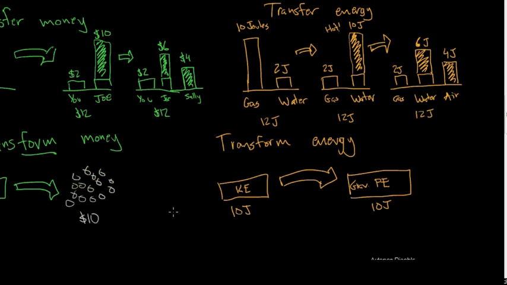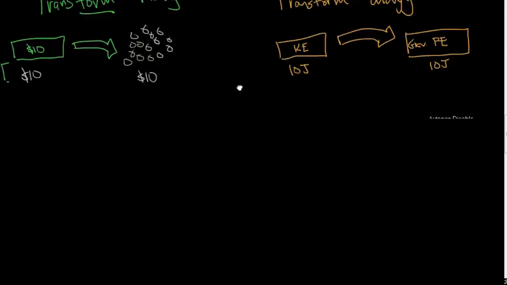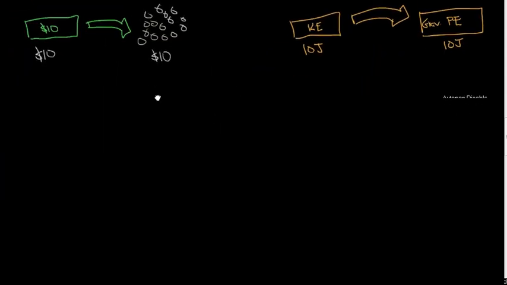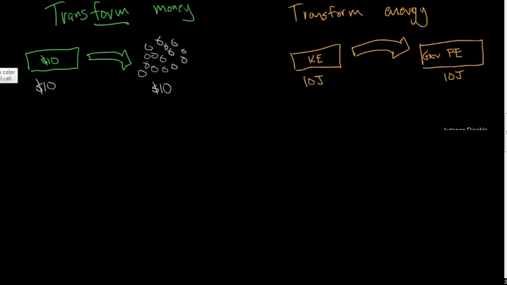Now, there's one case where it's a little bit harder to see that the total amount is staying the same, and this is related to something called dissipation. So dissipation of money, we wouldn't normally say that, but dissipation of energy is something we would say. And dissipation is just a fancy word for saying to spread out.